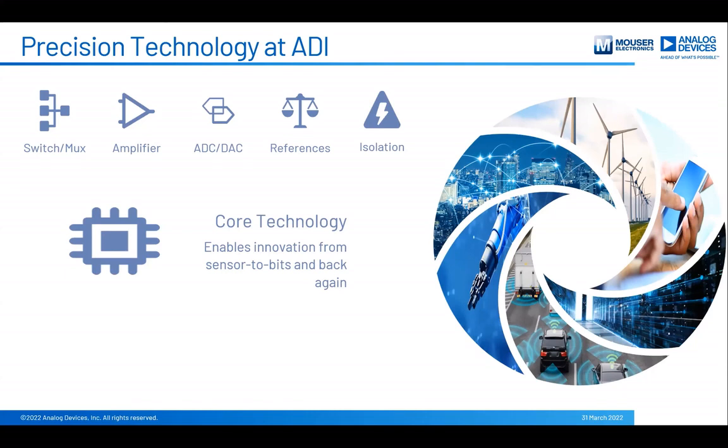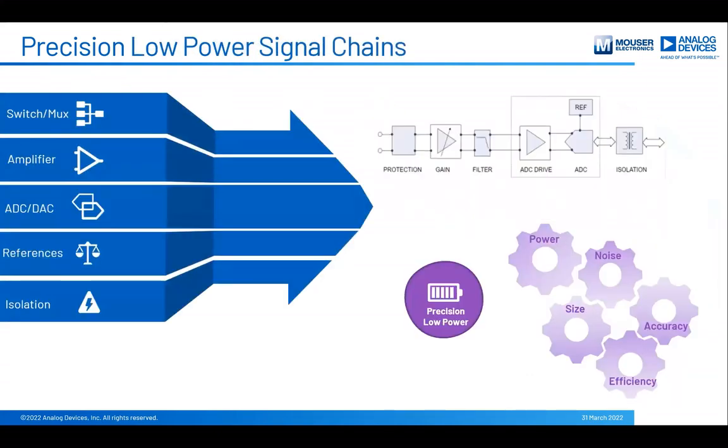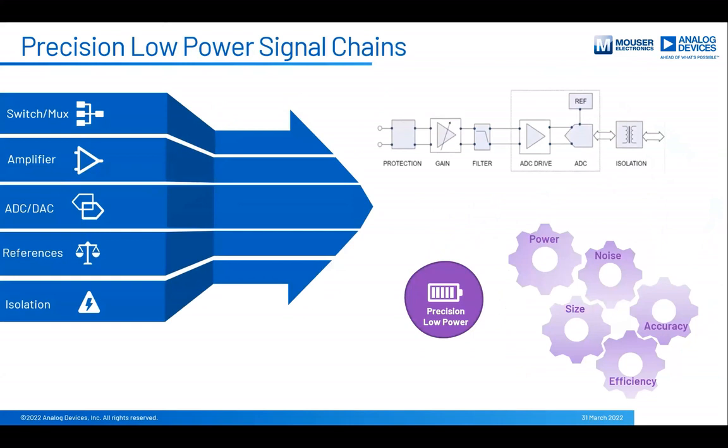If we take a look at these precision technology products on offer, there are thousands of products that fit into hundreds of end applications. So to make it even easier to navigate the breadth of precision technology available at Analog Devices, we have brought together precision signal chain solutions that are built on these core technology pillars. We will walk through some of these throughout the webinar today.